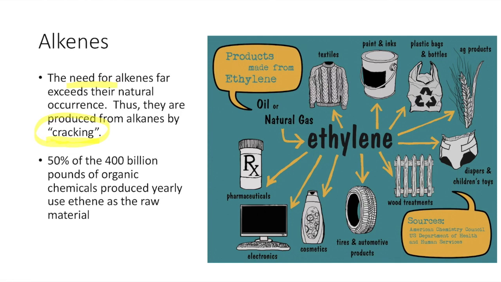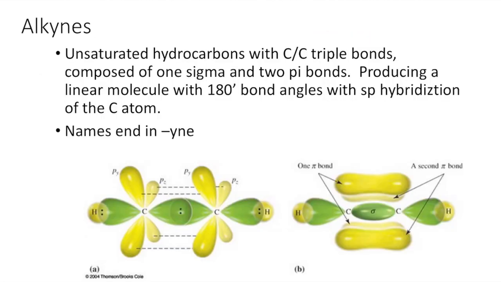50% of the 400 billion pounds of organic chemicals use ethene, or the old name ethylene, as a starting raw product. And again, this is because it's what's used in polymers. And if it's not ethylene, it's something really close to ethylene that produces all of these products that we see. Alkynes, not as important, but those would be unsaturated hydrocarbons with triple bonds, okay?